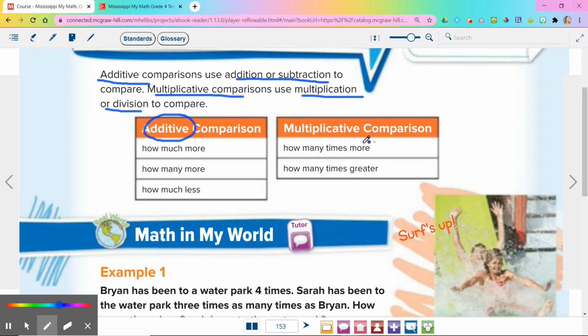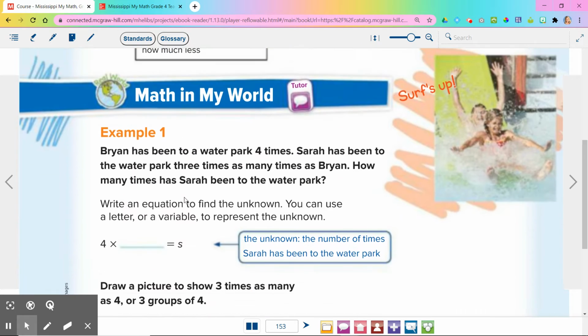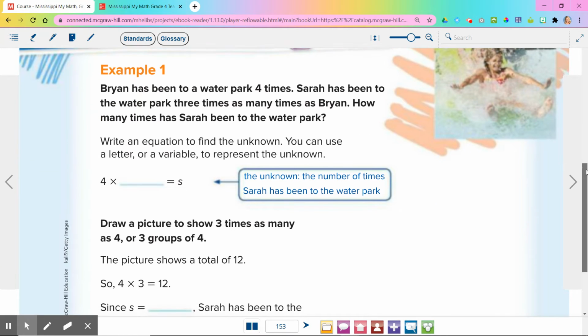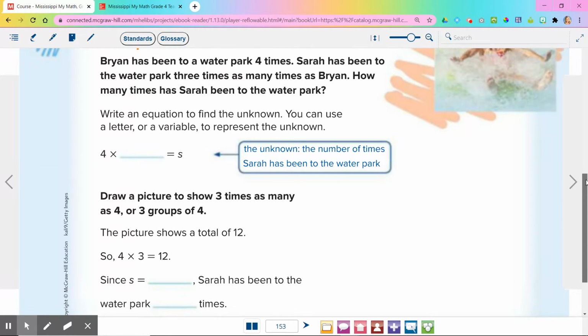These multiplicative comparisons are how many times more and how many times greater. So these mean that we would multiply or divide. So we have our additive comparisons, which could mean to add or subtract, and then we have our multiplicative, which means to multiply or divide. So let's take a look at example 1 to see some examples of these different kinds of comparisons.